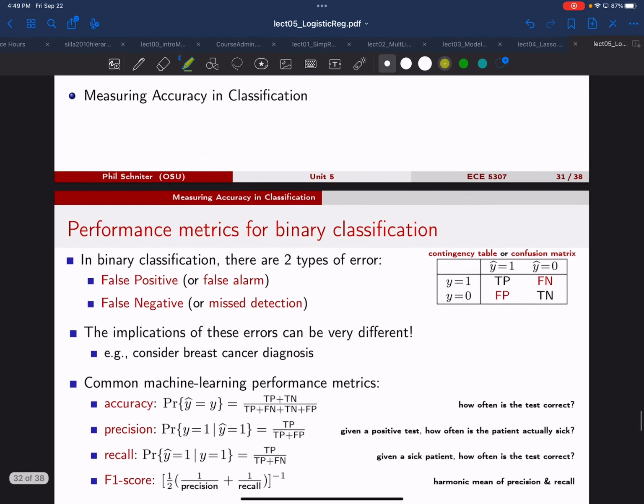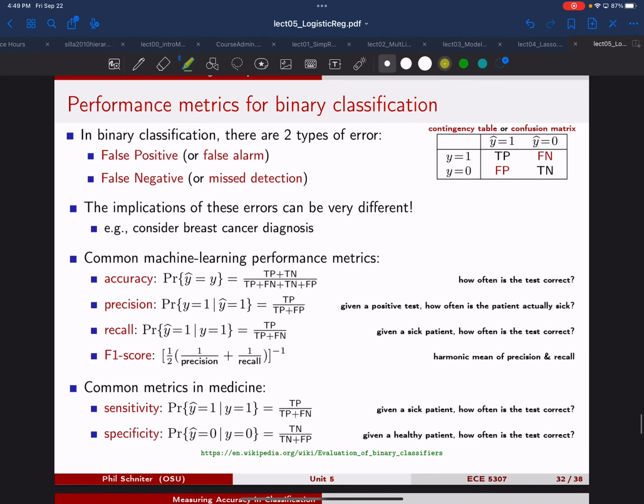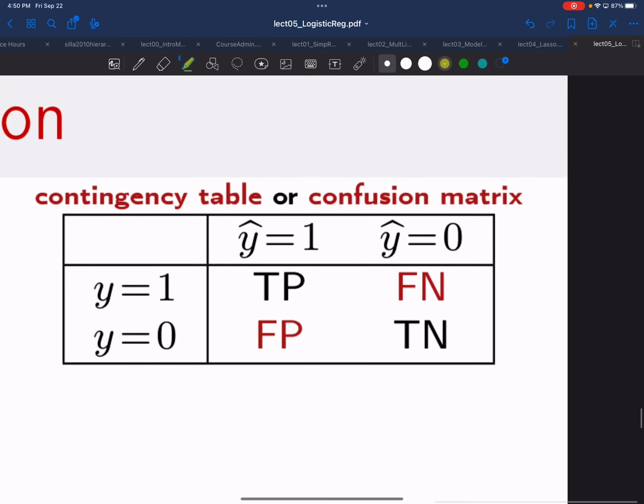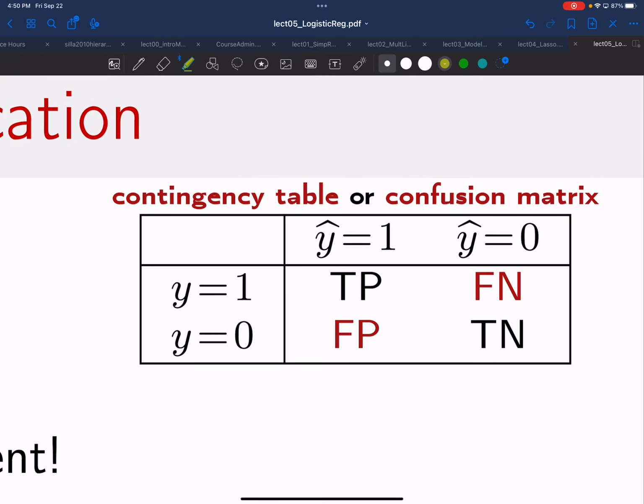So let's talk about performance metrics. Okay, so we're going to come back again to the binary case, the simple case. This essentially shows you what can happen in binary classification. So here's the true label. Here is our prediction of it. So there are 4 cases that can happen.